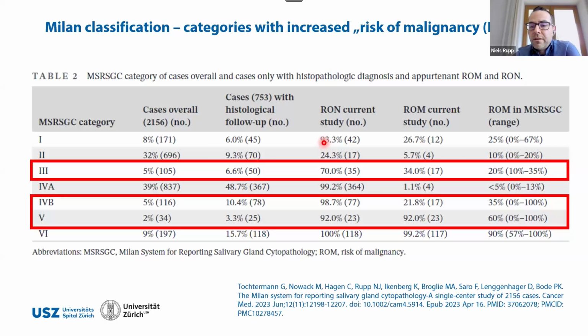So when talking about salivary gland neoplasms, certainly we have to mention the Milan classification. And in particular, we are dealing with the difficult lesions with a higher level of risk of malignancy. And these are in particular categories 3, 4B, and 5. So today we want to mainly focus on these categories, which are difficult to classify and where the molecular changes or alterations can significantly help to improve the diagnosis.